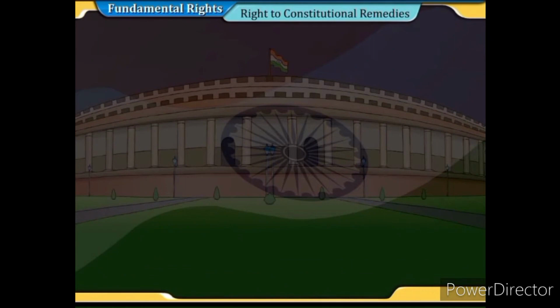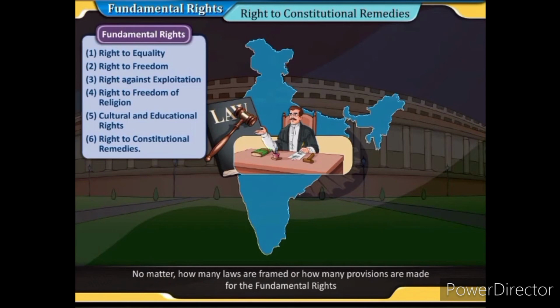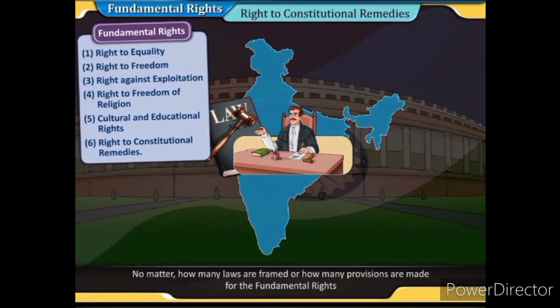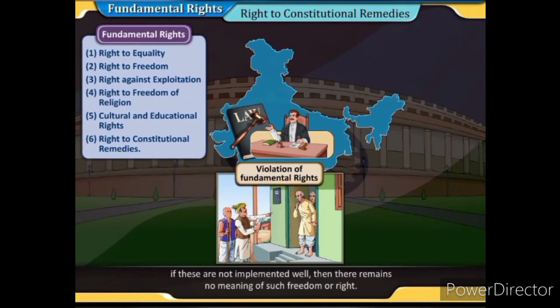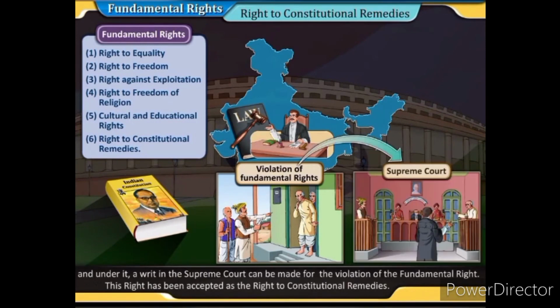Right to constitutional remedies. No matter how many laws are framed or how many provisions are made for the fundamental rights, if these are not implemented well, then there remains no meaning of such freedom or right. Therefore, a provision has been made in the Constitution for the implementation of these rights, and under it, a writ in the Supreme Court can be made for the violation of a fundamental right. This right has been accepted as the right to constitutional remedies.